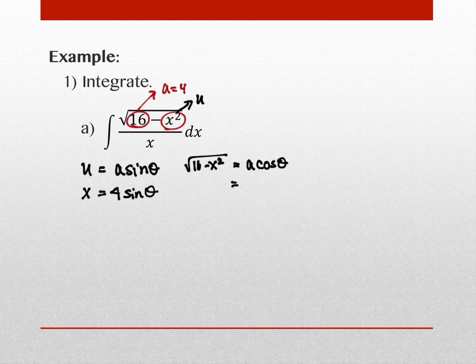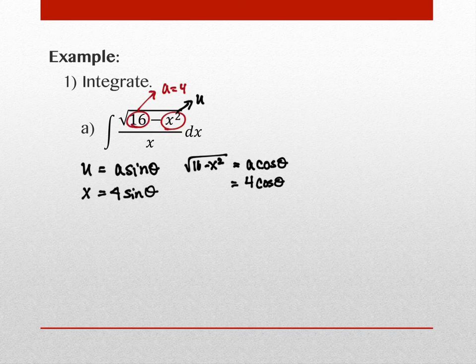Y'all know? 4. It is going to be 4 cosine theta. So when I replace the numerator of this function, the radical part, it will be replaced with 4 cosine theta. Okay, I am making a change of variable though, correct? I'm going to be turning x's into thetas. Can you see that? What that means is that dx on the end can't stay there either.